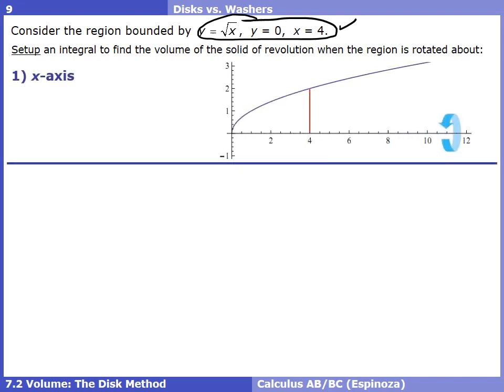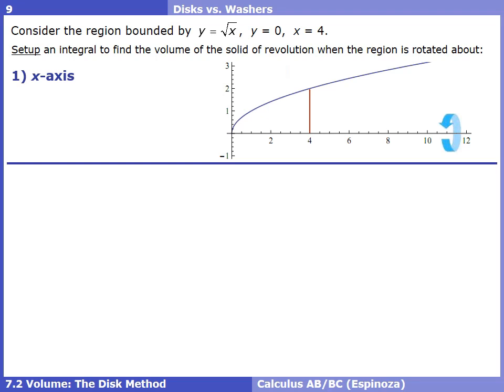So let's take a look at what's going on with these functions. We're looking at the function square root of x, which you can see here in blue. We're looking at the function y equals 0, which would of course just be our x-axis, and we're looking at the function x equals 4, which you can see in red. So it's all of this right here, which is the area. Okay, so in this first problem, we want to rotate about the x-axis.